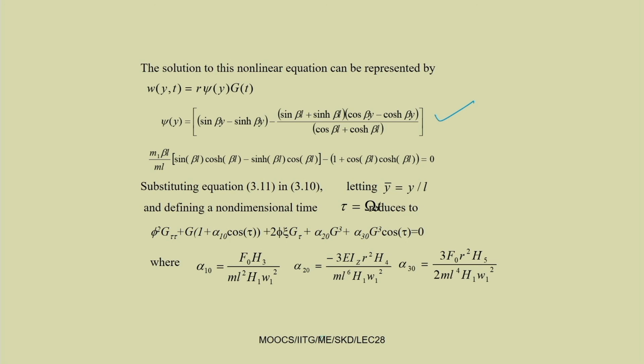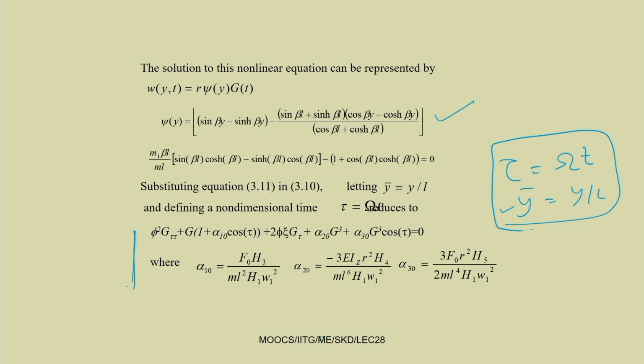Now, taking the non-dimensional time, that is tau equal to omega t, and y bar equal to y by L. So, this is the non-dimensional time and this is the position. So, y is along the length of the beam. So, then y bar is the non-dimensional position. So, it is equal to y by L. Taking that, this equation reduces to this form.